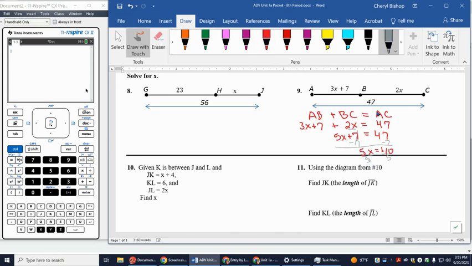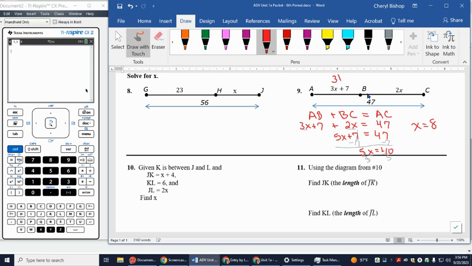8. I will say tomorrow on the test, this is super important, make sure you're reading what it asks you to find. In this problem, it does say to find x, but make sure you read, because it might say tomorrow, how long is AB? Find AB. If it says that, then I need to plug this in here and do 3 times 8 is 24, plus 7, which means AB is 31.